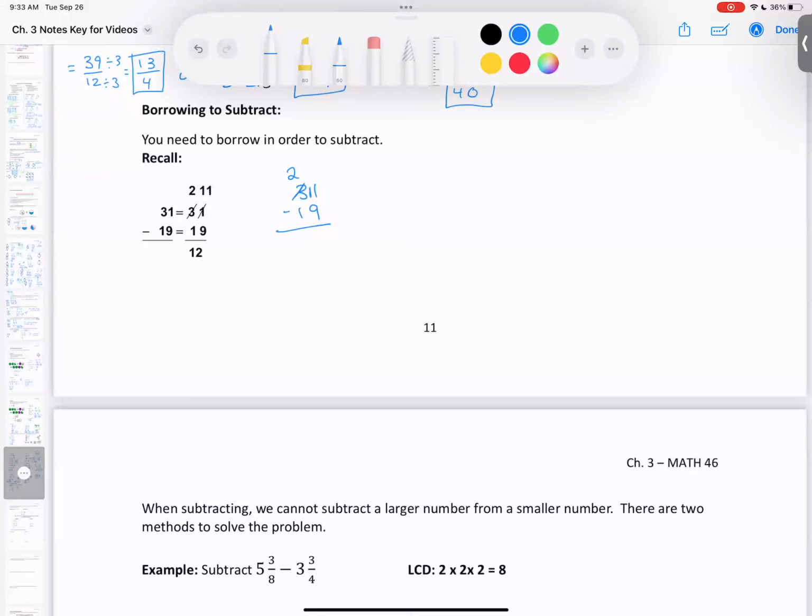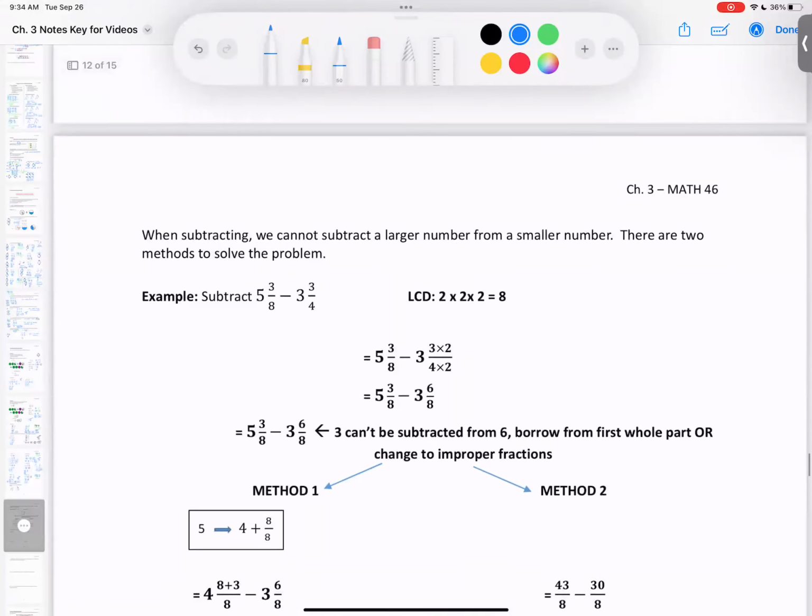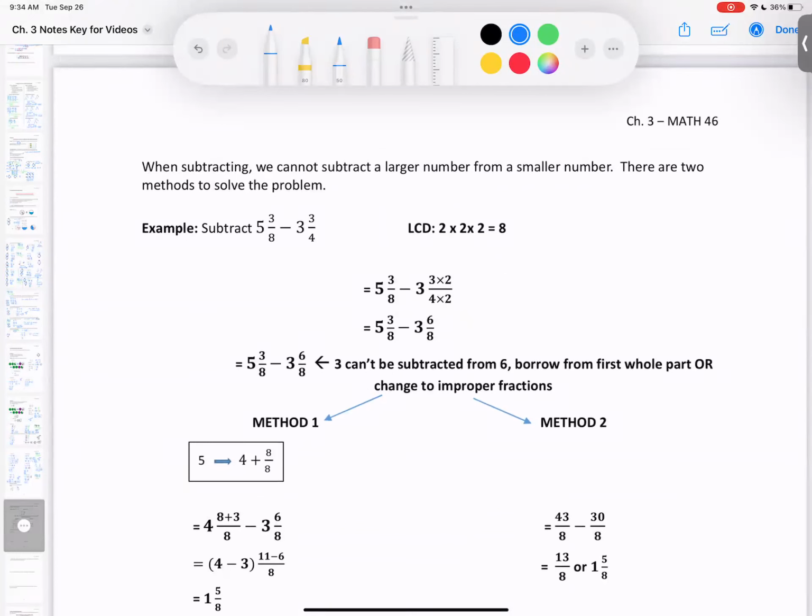So we've got 11 minus 9. Now we can do that for 2. 2 minus 1 gives us 1. So that's similar to how we can do it with mixed numbers. So for example, here we've got 5 3/8 minus 3 3/4. Okay, well, the first thing we're going to want to do is have a common denominator there.